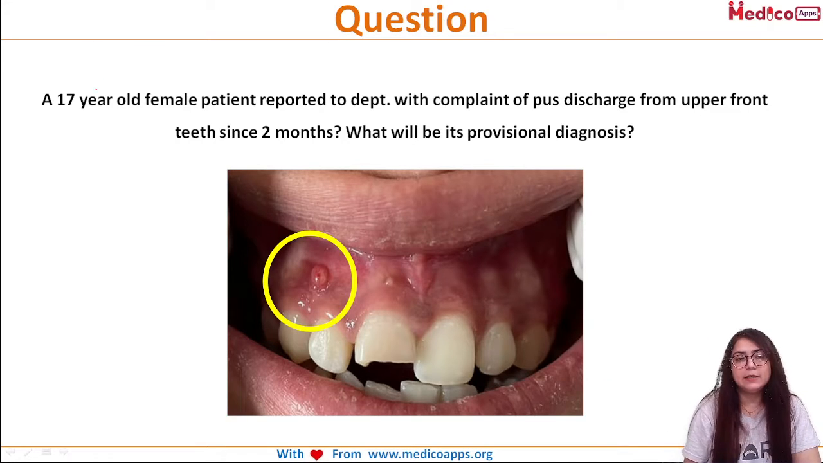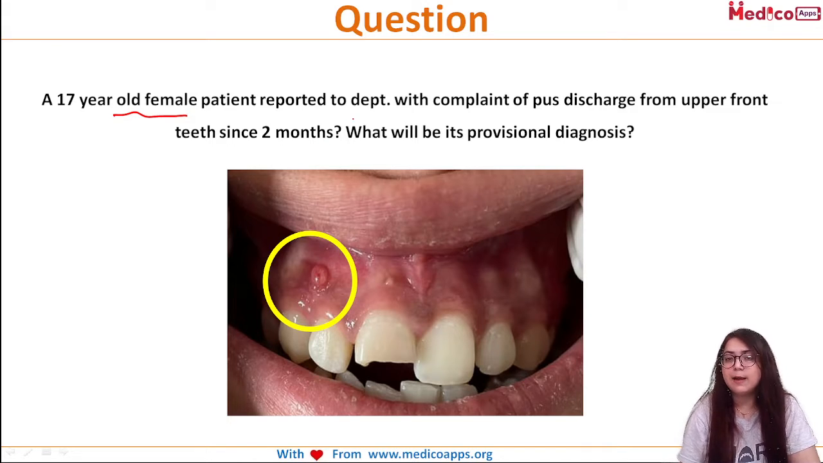So a 17-year-old female patient reported to the department with the complaint of pus discharge from the upper front tooth region since 2 months. What will be the provisional diagnosis? So they are talking about this. Also, you can notice this tooth. Okay, so this is Ellis class 2 or probably Ellis class 3 if pulp is involved, right? And this is the sinus tract. And they're asking the provisional diagnosis and they are giving history of 2 months. So what could it be?